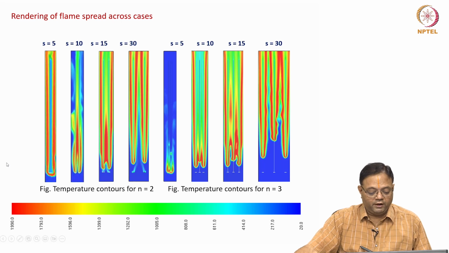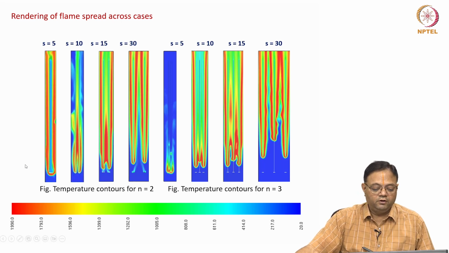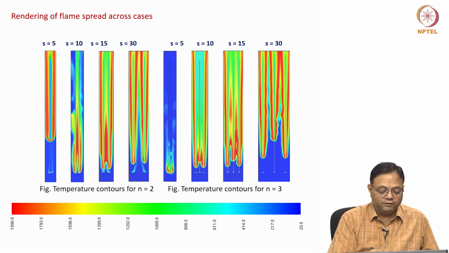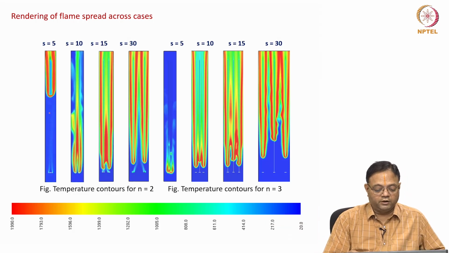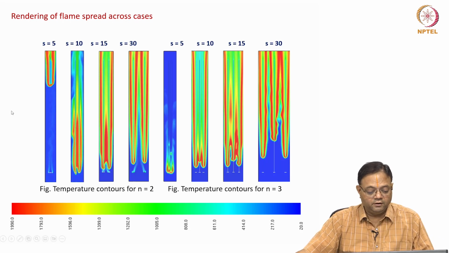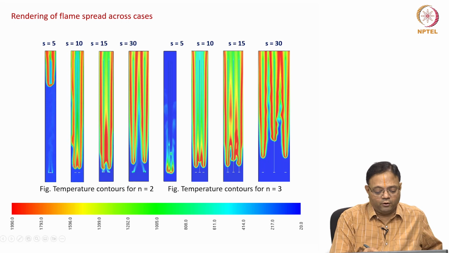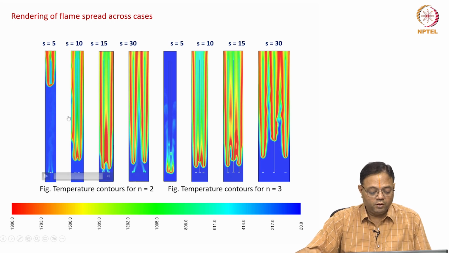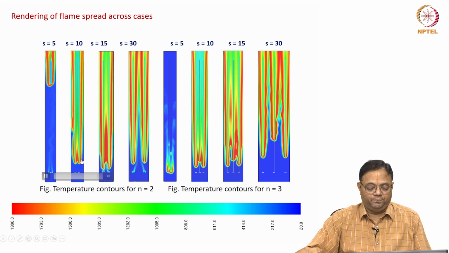So, this is for the n equal to 2 case, separation distance of 5 mm. You can see that a single flame forms and it consumes the sheet. Now, going to the second case, higher separation distance, there is some activity between these two sheets, but obviously you can see that there is a merged flame, that is, interference is still there.